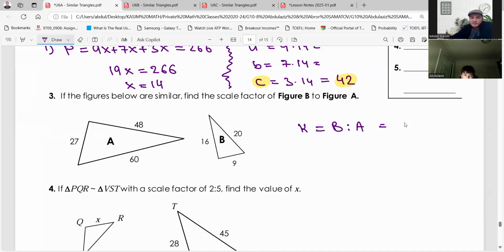That 27 corresponds to what side? So 9. Because 27 is the shortest right here. 27, 48, 60. So here, 9 is the shortest side, right? Shortest side corresponds to the shortest side, longest side corresponds to the longest side, and medium side corresponds to the medium side. So 27 to 9. And 27 to 9 is just 3.